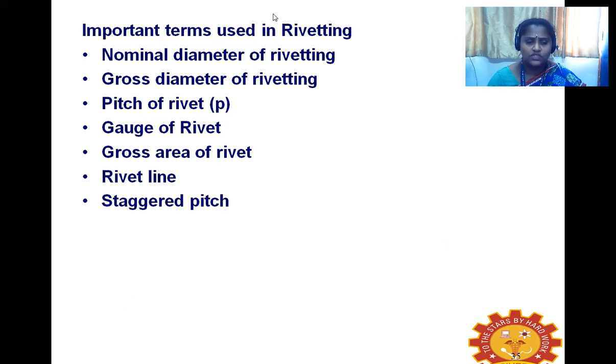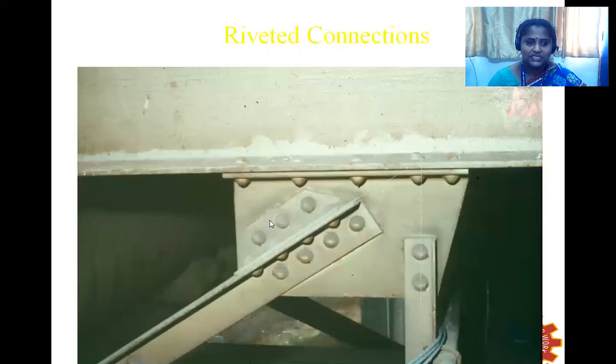Important terms we use in riveting: nominal diameter of the rivet, gross diameter of the rivet, pitch of rivet, gauge of rivet, gross area of rivet, rivet line, and staggered pitch.